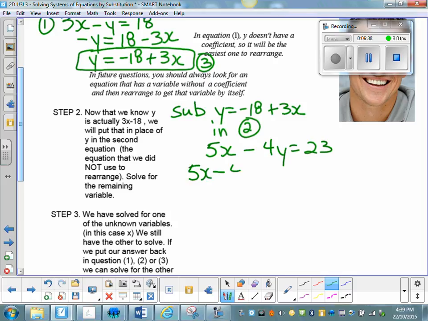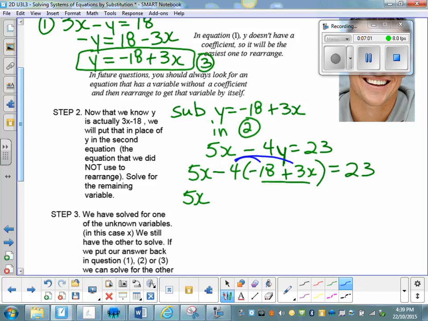It's important to use brackets when we substitute expressions in. So notice I just put a bracket after the 4, and then instead of the y, I've got minus 18 plus 3x from up above. Okay, so remember I have to distribute the minus 4 inside the bracket here. So minus 4 times minus 18 is plus 72, and minus 4 times 3x is going to be minus 12x.